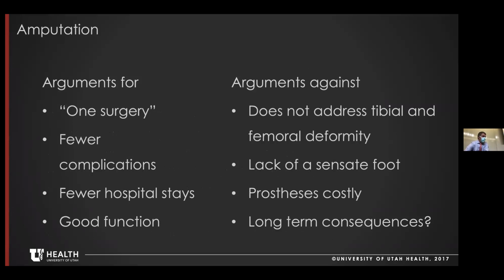So the arguments, just to summarize, in favor of amputation are that it's described as a one surgery option. There are fewer complications, fewer hospital stays, and it provides good function. The arguments against are that it doesn't address tibial and femoral deformity and that patients lack a sensate foot. The prostheses can be costly, and I think we don't really know the long-term consequences of these kids having a Syme amputation as adults as you enter mid to late adulthood.